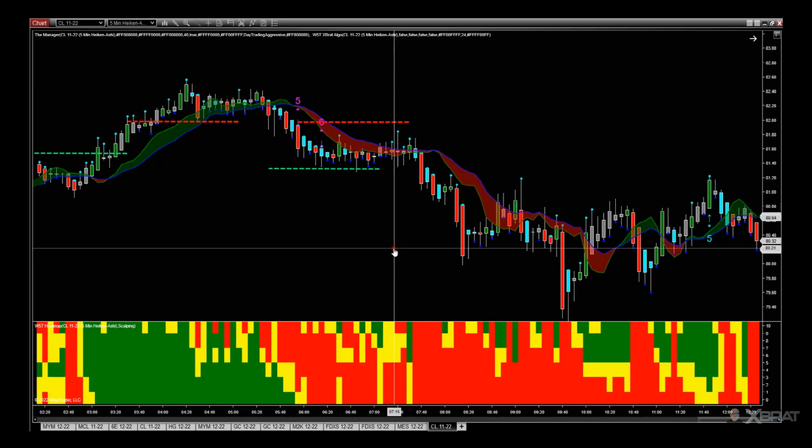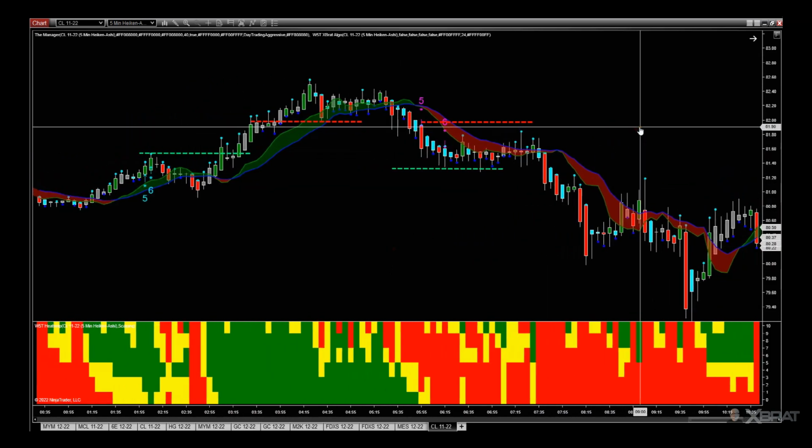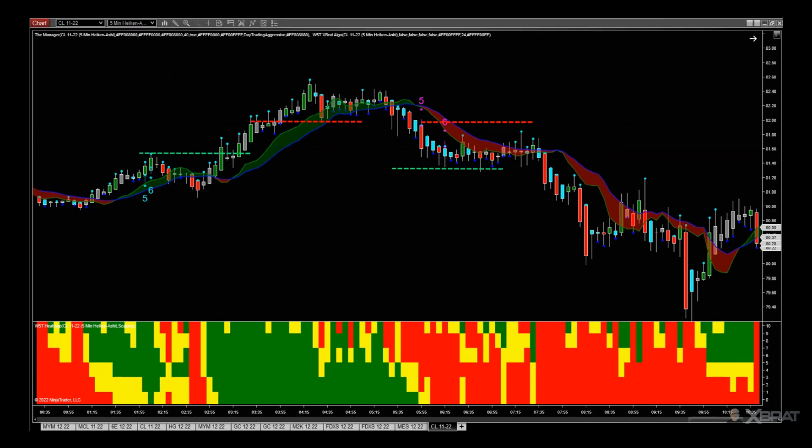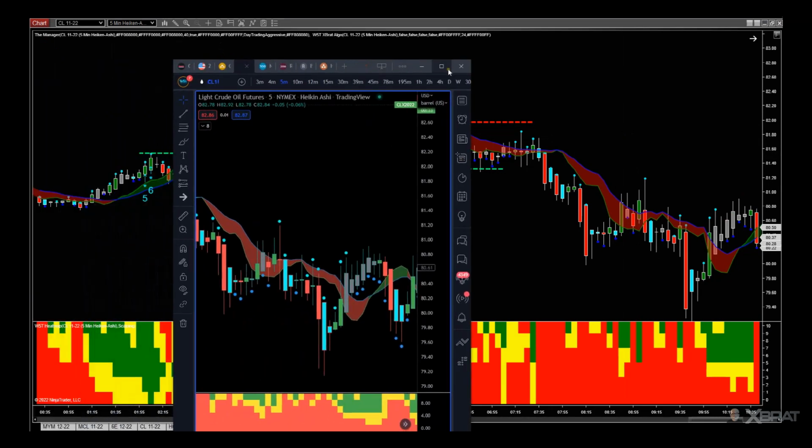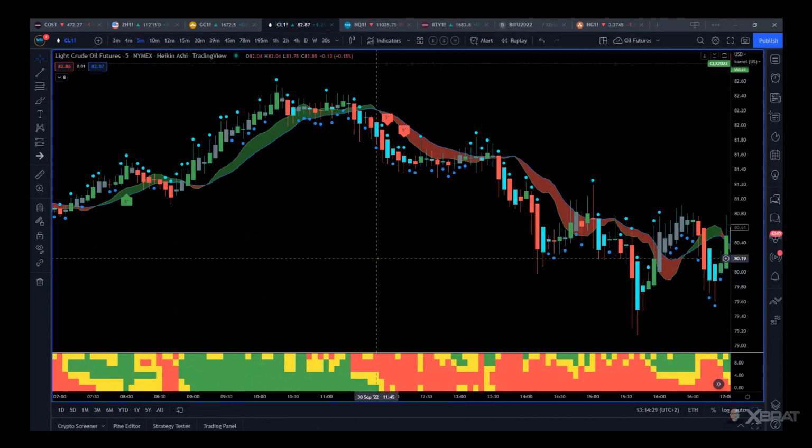Very, very simple rules. And not only that, this strategy works the same no matter what platform. So this is the NinjaTrader version. If I just pull up the TradingView version, because I know a lot of people on our platform use the TradingView version, this is that same long trade. There's a 6-star buy, comes back down, goes long, and then the ribbon turns red, get out.